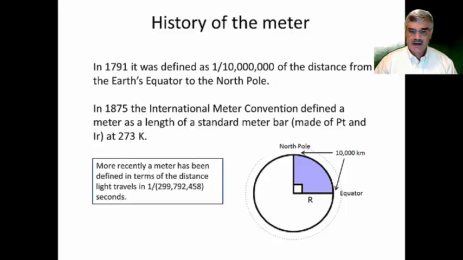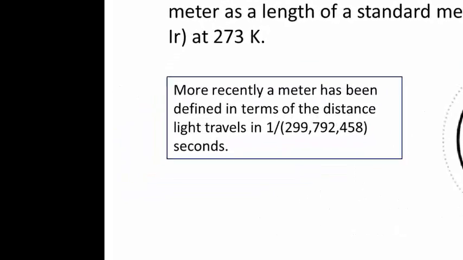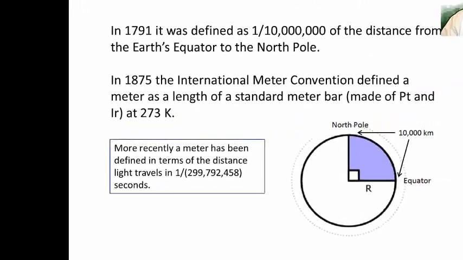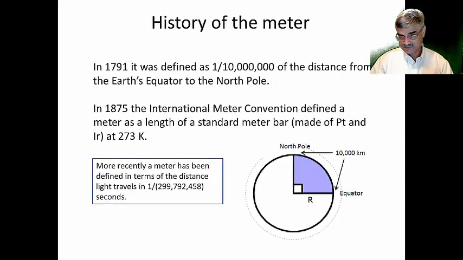Now, since that time, we've defined the meter in other ways, including the length of standard meter bars, which are made of particular metals, platinum or iridium, at a particular temperature. And also, the most recent definition of the meter is in terms of the speed of light. The distance that light travels in 1/, this number that looks extremely complicated, but this is actually the speed of light. So a meter would be the distance traveled by light in a vacuum in 1/, the numerical value of the speed of light. So, a little bit about the history of our definition of a meter.